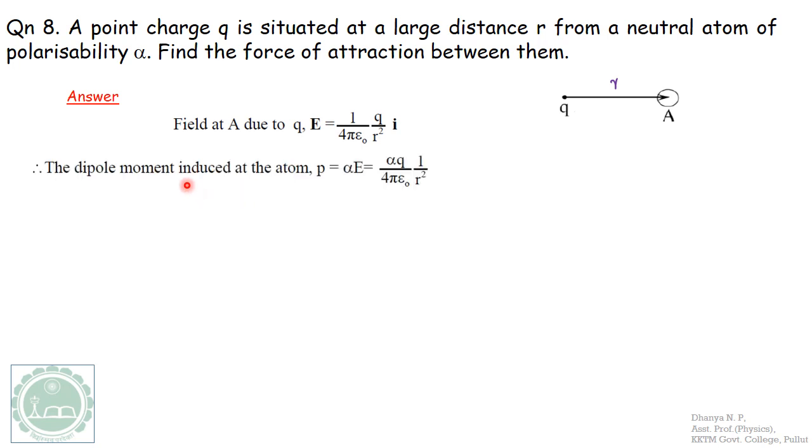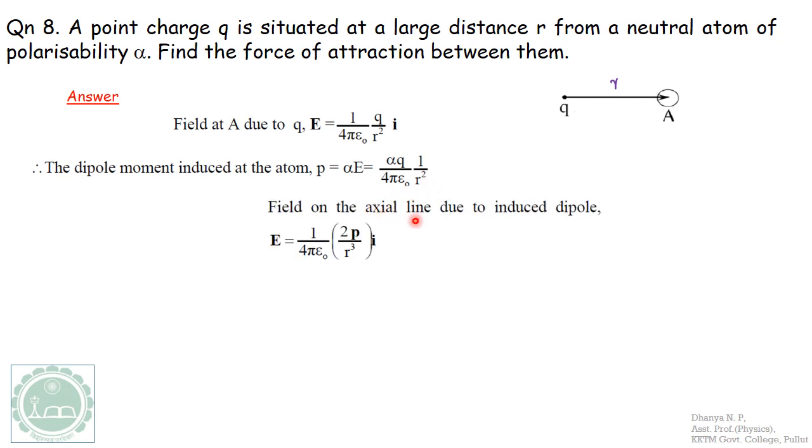Therefore, the dipole moment induced at the atom. We have a dipole moment p is equal to alpha into E, where alpha is the polarizability. It is given. It is equal to alpha into 1 by 4 pi epsilon 0 Q by r square. Field on the axial line due to the induced dipole, we have already learned, is equal to 1 by 4 pi epsilon 0 2p by r cube into i. For p, we are substituting this value, alpha by 4 pi epsilon 0 into 1 by r square.